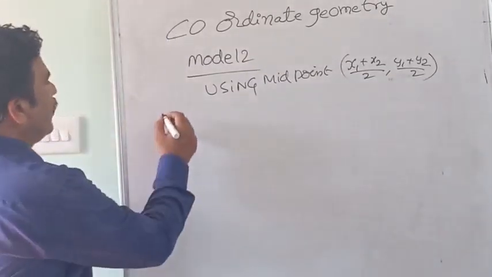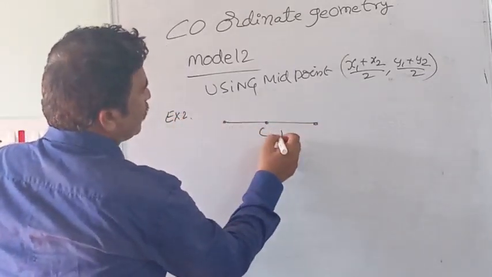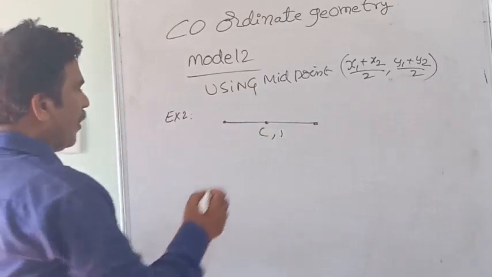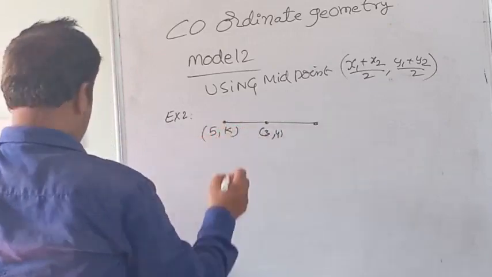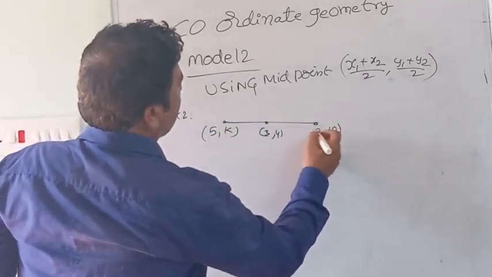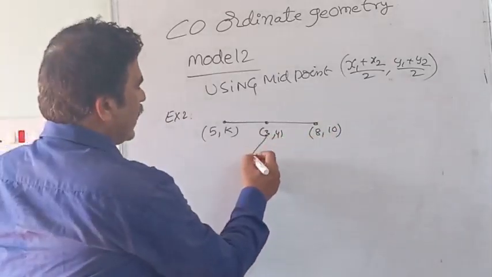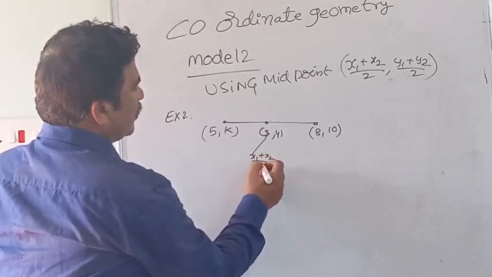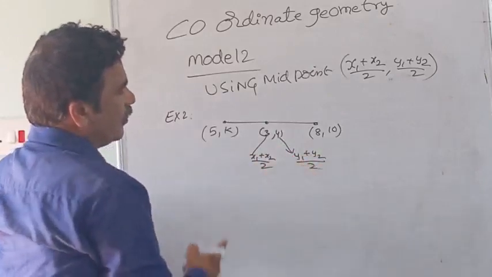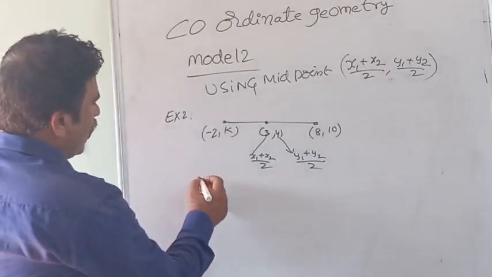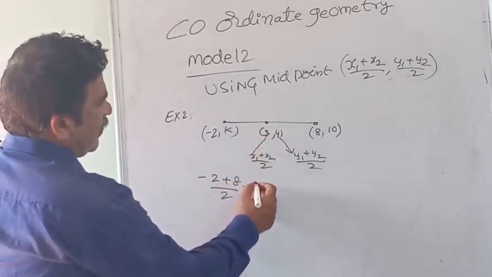Now example 2: he only gives the midpoint. Suppose the midpoint is (3, 4) and the points are (5, k) and (8, 10). Like this he will give. The midpoint is provided. In such a case, take this as (x1 plus x2) by 2, and this as (y1 plus y2) by 2. So (minus 2 plus 8) by 2 is equal to how much is given? 3.